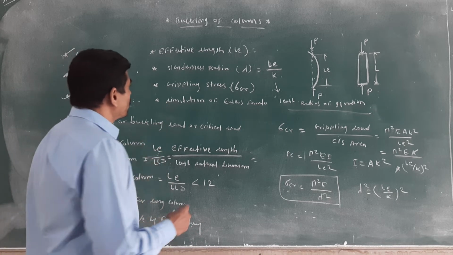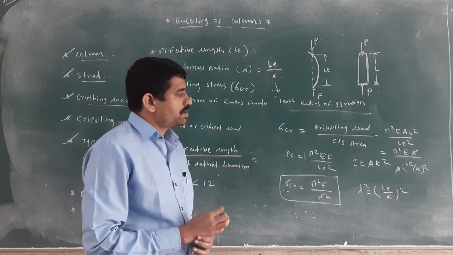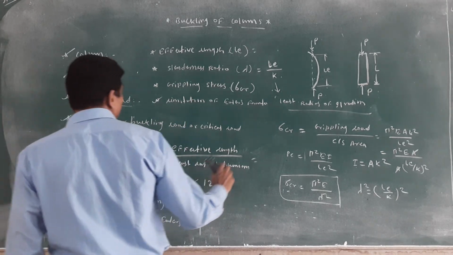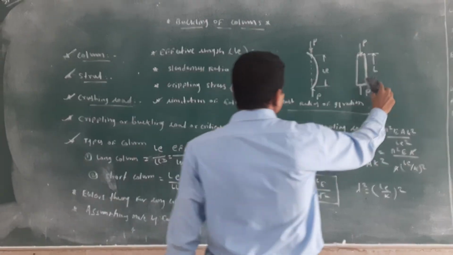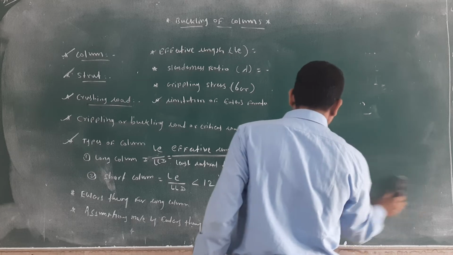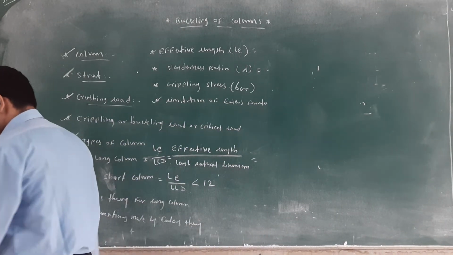The last point is the limitation of the Euler's formula. What is the limitation of the Euler's formula? We will see the limitation of the Euler's formula. Okay, all of you getting? Yes. The next limitation of the Euler's formula.